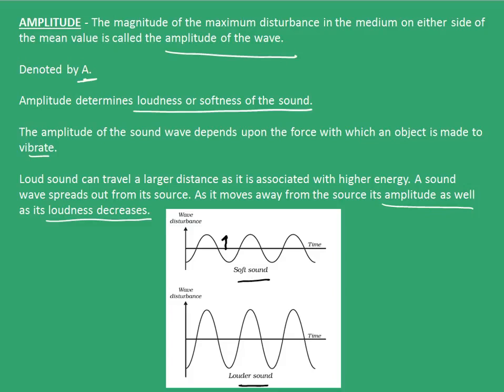Amplitude is the maximum disturbance from the mean value on either side of the wave disturbance. Therefore, this quantity is A. Similarly, this is also A. In the second figure, this A is larger.